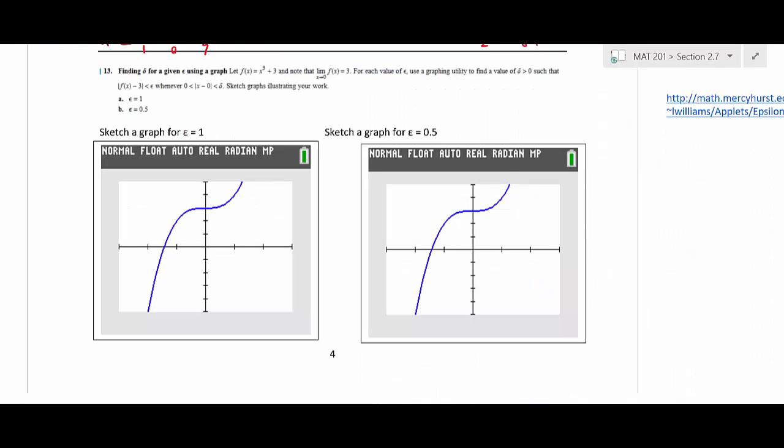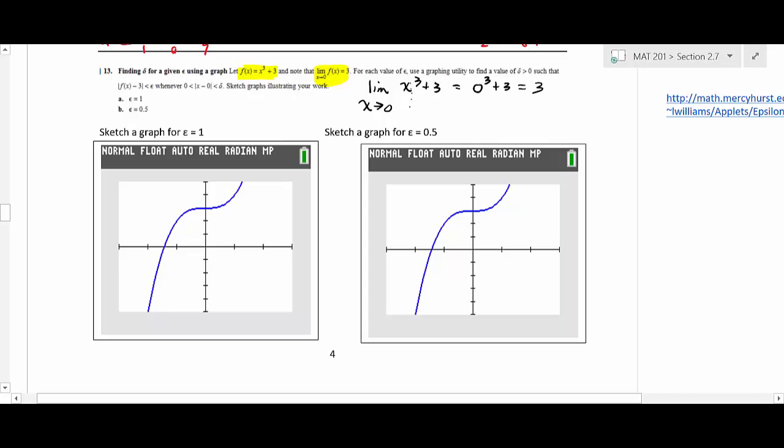Okay, in the next illustration, I went ahead and used the graphing calculator to help me with a couple of things. What we're looking at is the cubic function x cubed plus 3, and I just drew two graphs there. We're interested in the limit of f of x equal to 3. That's pretty easy to see. If you're doing the limit as x approaches 0 of the polynomial function, and polynomial functions are always continuous, you can just plug in the 0 and evaluate the limit to get 3.